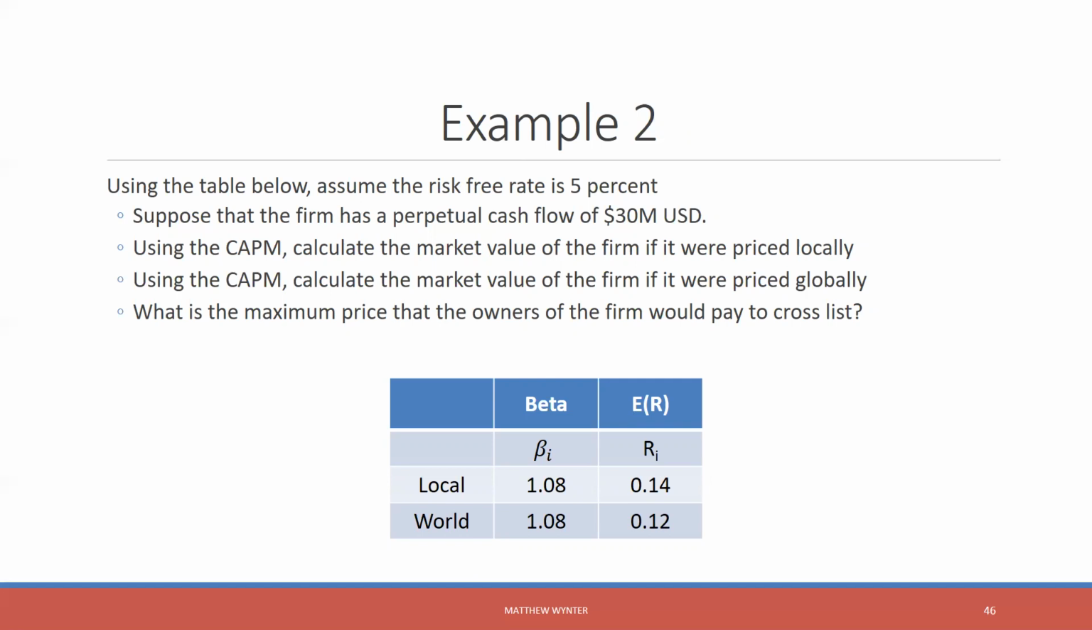Okay, using the CAPM, calculate the market value of the firm if it were priced globally. So same steps. Instead, now we're going to apply the beta of the firm to the world market. We're going to use the world market's excess return, plug it back into our CAPM, and we'll find our discount rate. What is the maximum price that the owner of the firm would pay to cross-list? In other words, what do you observe as the difference in firm value between the firm being priced locally and the firm being priced globally?